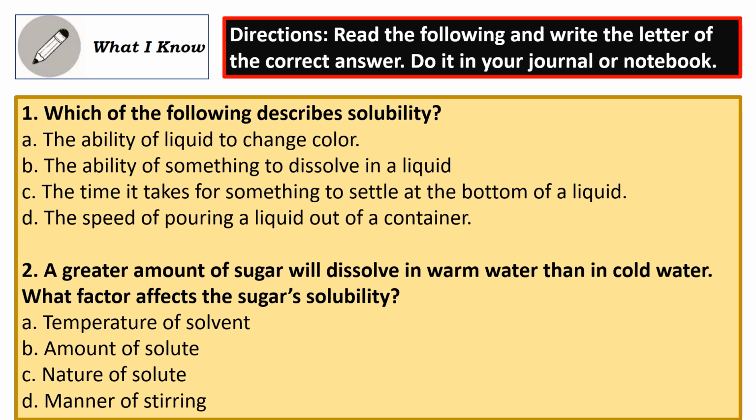Number 2, a greater amount of sugar will dissolve in warm water than in cold water. What factor affects the sugar's solubility? A, the temperature of the solvent. B, the amount of solute. C, the nature of solute. Or D, the manner of stirring. Answer.